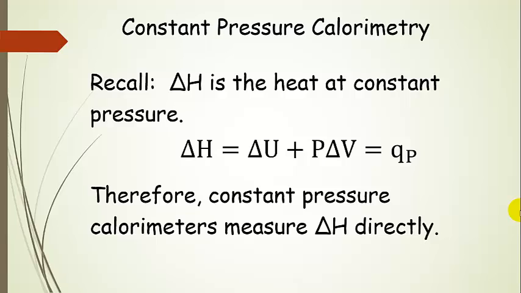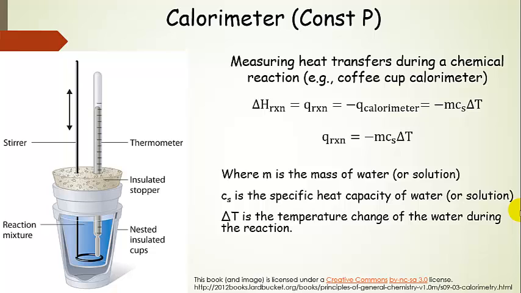Okay, so constant pressure calorimetry. Now remember, delta H is just the heat at constant pressure, and we discussed that in a previous video also. And so constant pressure calorimeters measure delta H directly. We can directly measure the change in enthalpy for the process using a constant pressure calorimeter.